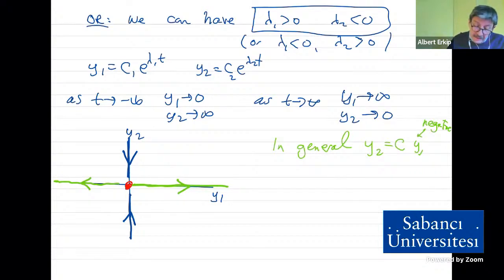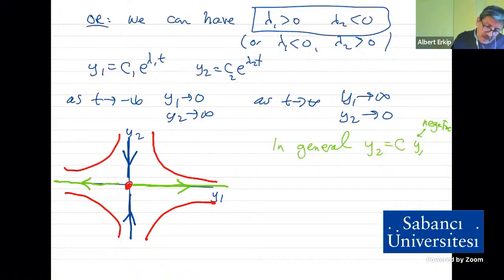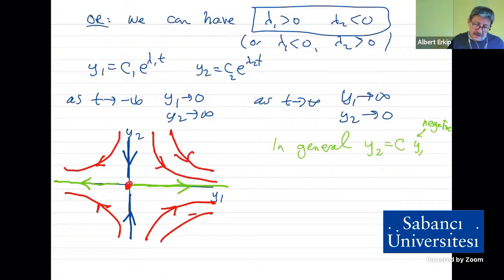And in general, what sort of curves do I have? Well, in general, I have y2 equal to y1 to a negative power. So I would get a picture like this. And which way would these go? Well, y1 gets smaller, but y2 gets bigger; y2 gets smaller, y1 gets bigger. So these would be the trajectories, like hyperbolas. Okay, this is in the y space.